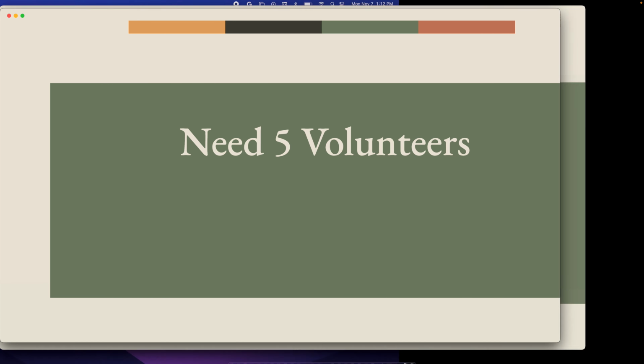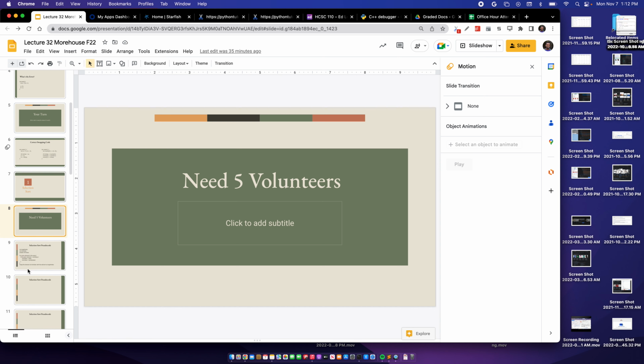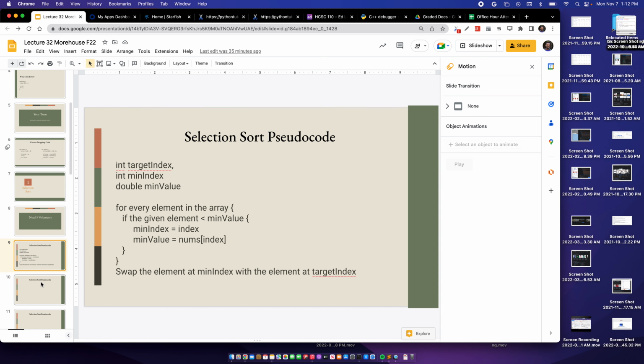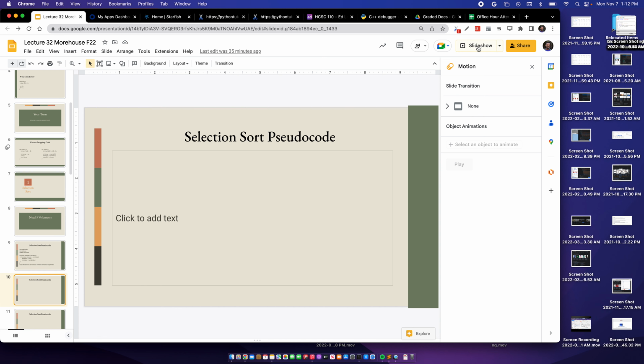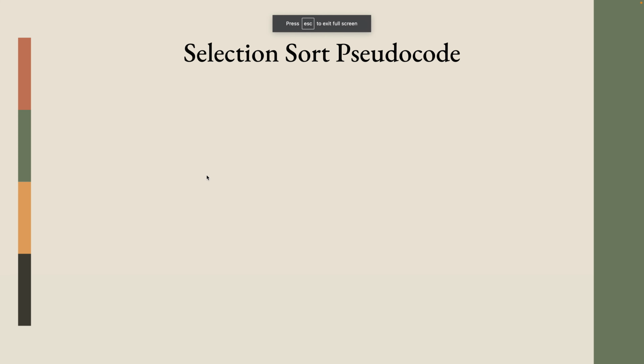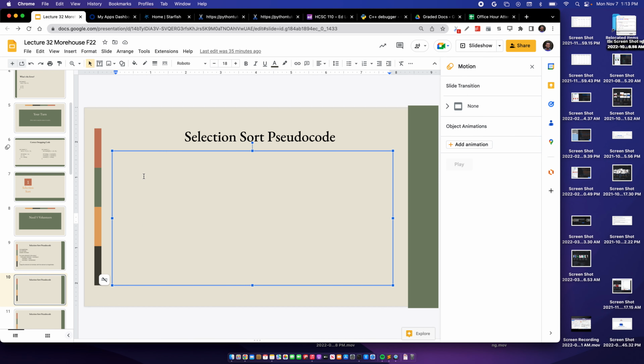Okay, so if we were to write the pseudocode, okay, there are some variables that we need. We need some way to keep track of what the min value is. And we also need a way to keep track of what the min index is. That way we know which elements we're going to be swapping.